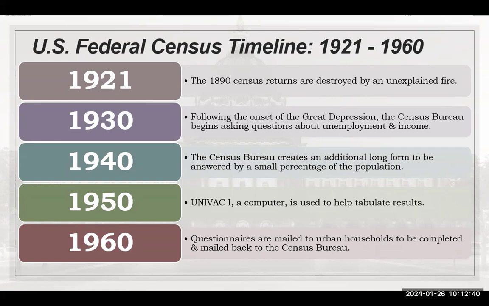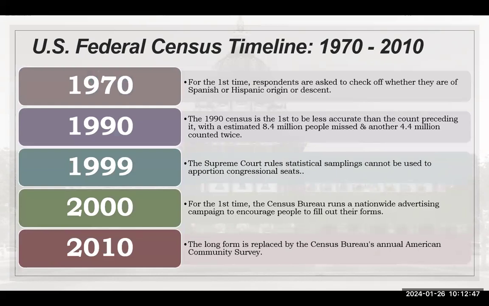In 1960, questionnaires are mailed to urban households to be completed and mailed back to the Census Bureau. In 1970, for the first time, respondents are asked to check off whether they are of Spanish or Hispanic origin or descent. In 1990, the census is the first to be less accurate than the count preceding it, with an estimated 8.4 million people missed and another 4.4 million people counted twice. In 1999, the Supreme Court rules statistical samplings cannot be used to apportion congressional seats.